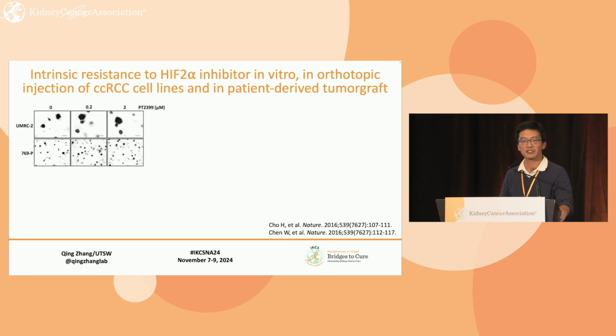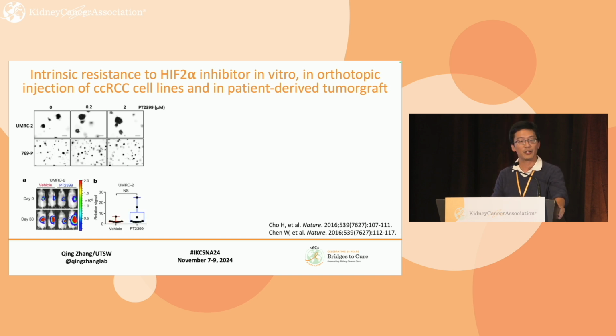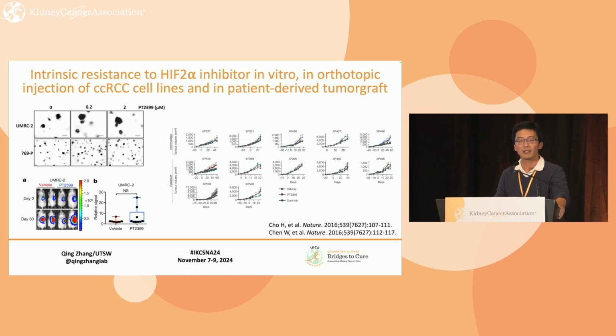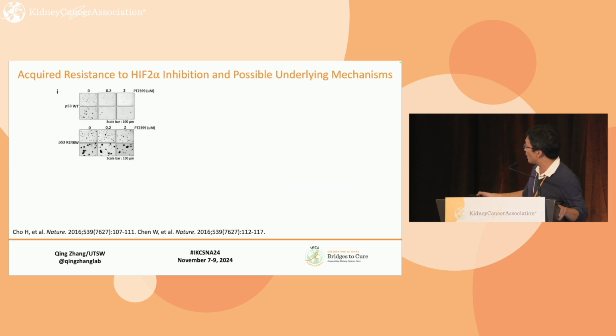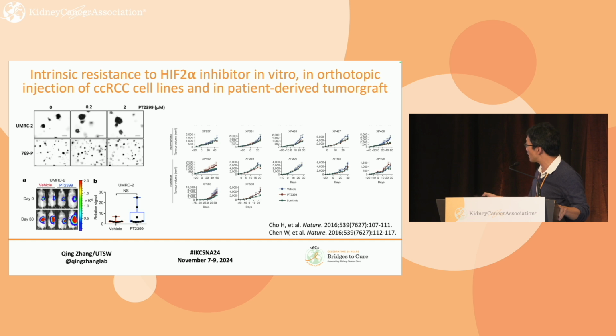One is intrinsic resistance. Two papers published a few years back, with James Brugarolas's and Bill Kaelin's labs, published in Nature, showed that some of the ccRCC cell lines do display intrinsic resistance, because upon belzutifan or PT2399 treatment, they don't show any cell growth defects. They also showed this in a mouse model. And in James Brugarolas's PDX models, as shown here on the right, there are plenty of PDX models which, upon belzutifan treatment, don't show tumor regression. This is the intrinsic resistance perspective.